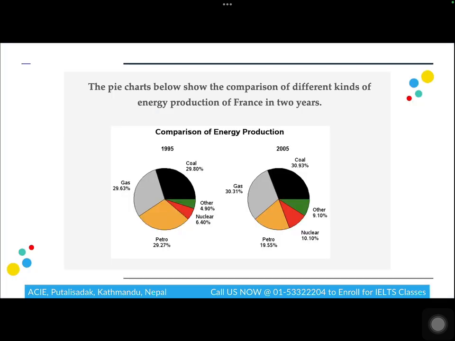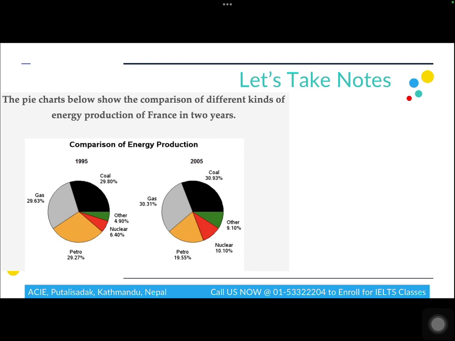So we'll be looking at the pie chart question, and this is a sample for the pie chart academic task 1 question of the IELTS writing section. Now, as we know, the first thing that we're going to do is look at the question and try to understand the context of the question.